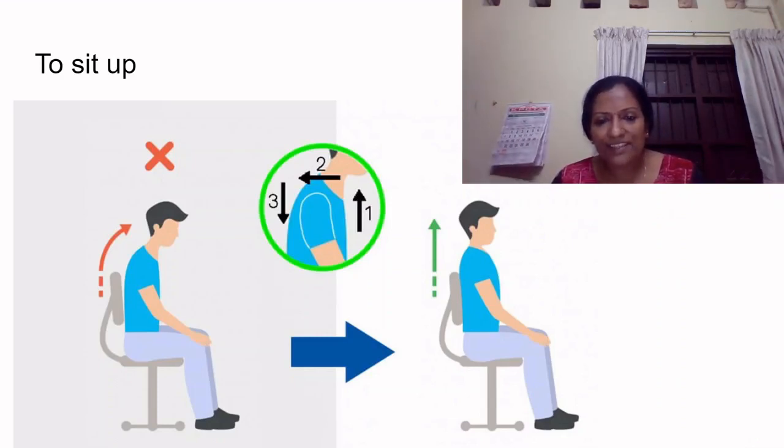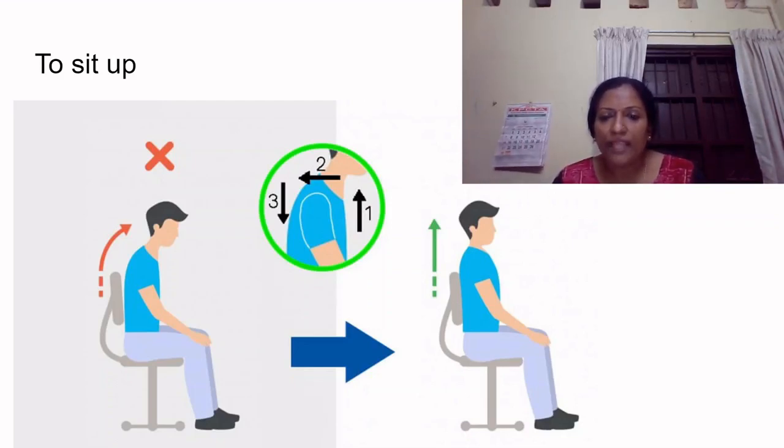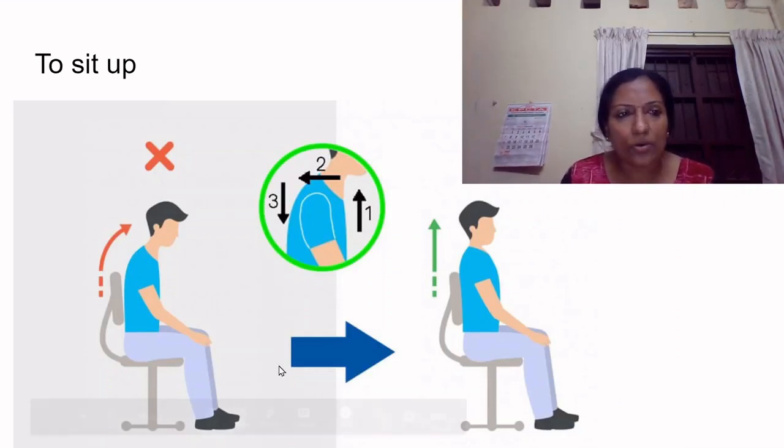But in the second picture that you see on the right, the back of the person is at 90 degrees to his body, perpendicular, and you have him firmly resting against the back of the chair. And so his position is what you call, he is sitting up. So to sit up is to sit up straight at a 90-degree angle. And remember, this is good for your back also.